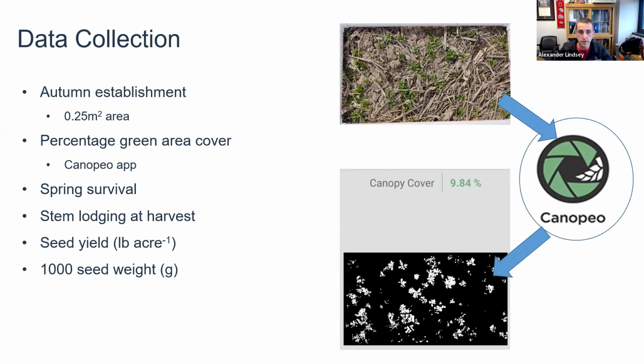Throughout the season, we ended up collecting autumn establishment values using percentage green area cover using the Canopeo app for a smartphone device. What that does is it takes a picture of a known area. We'll be able to identify what parts of the picture are green and convert it into a percent area value. We quantified spring survival of our pennycress in the same way using Canopeo. And then at harvest time, we measured stem lodging, seed yield, and 1,000 seed weight from each one of our plots.